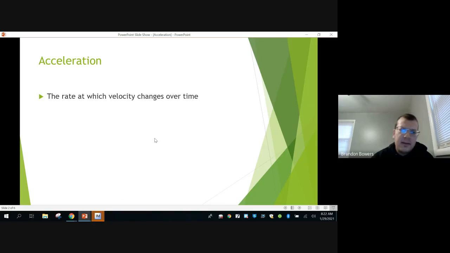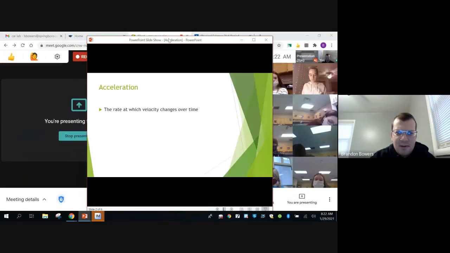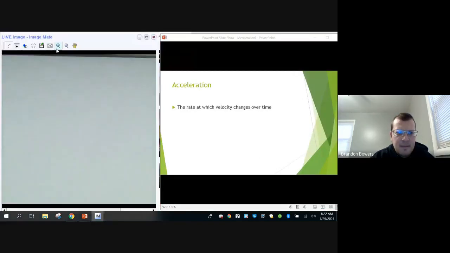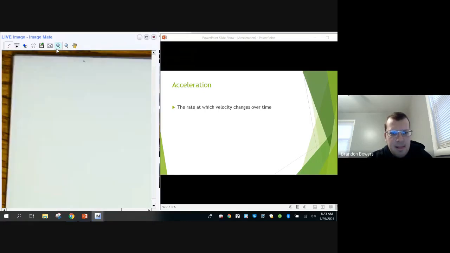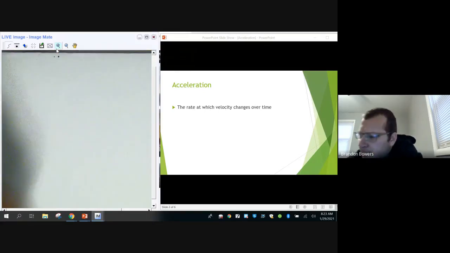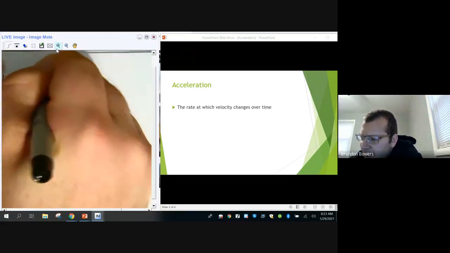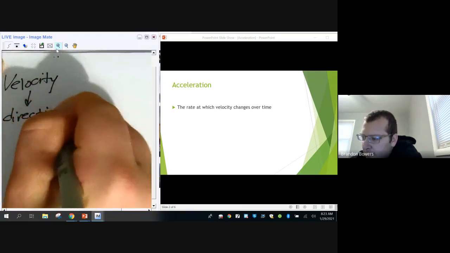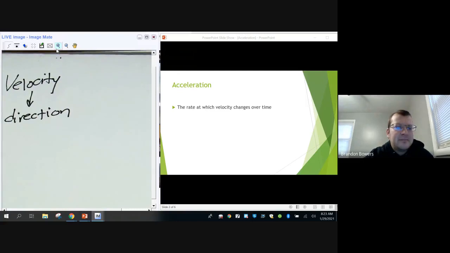Now, we've talked about velocity, and we talked about speed. Do you guys happen to remember what's the difference between velocity and speed? Well, hopefully you remember. Velocity has a direction. Speed does not. That's the only difference between velocity and speed. So acceleration is the rate at which velocity changes over time.